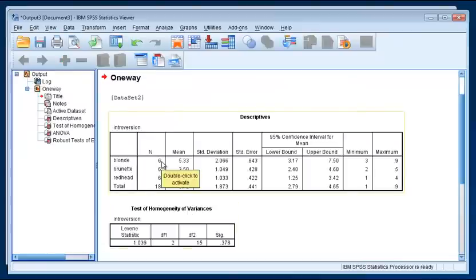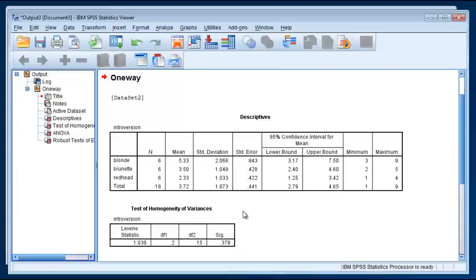Okay, so here are our descriptives, and we can see that for blondes, brunettes, and redheads, we do have different levels of introversion. Blondes have 5.33, brunettes 3.5, and redheads 2.33. So there are differences among the groups. The question is whether those are significant or not.